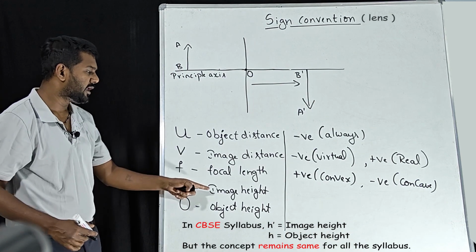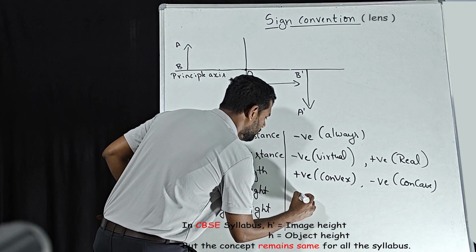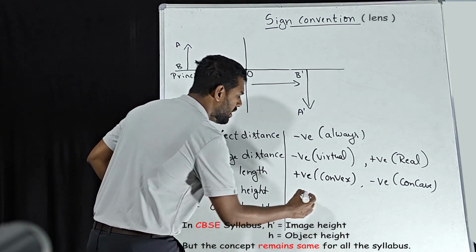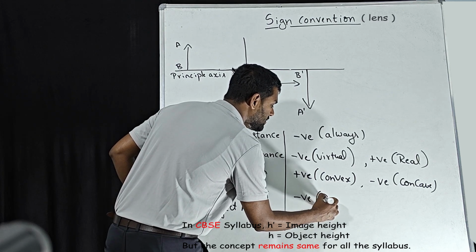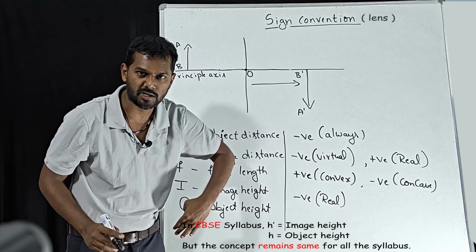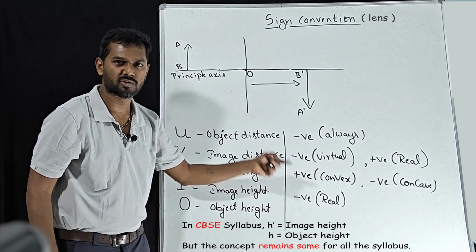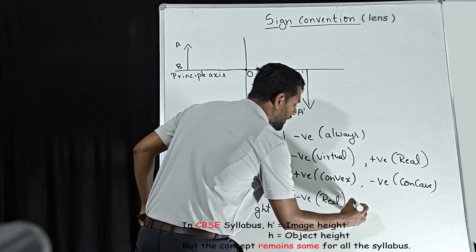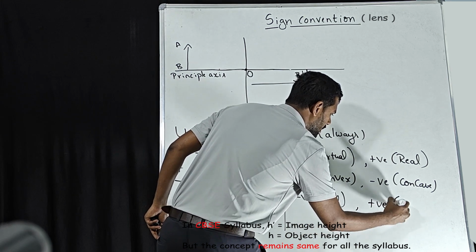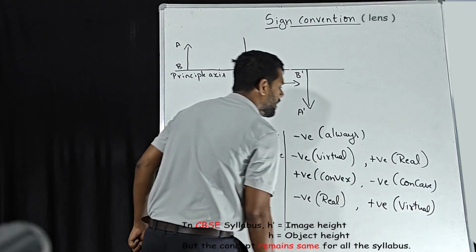Next, image height. It is negative if the image is real. If it is real, what happens? It will always be upside down. Anything towards the downward direction is always negative. That is what we have learned. It will be positive for virtual images.